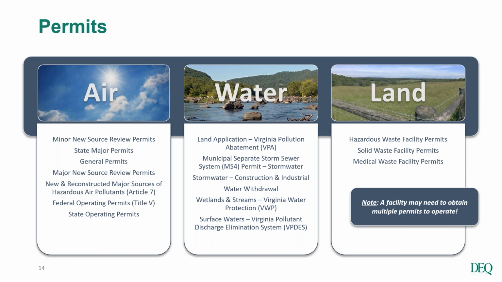Depending upon the situation or scenario, a facility may need to obtain multiple permits from DEQ in order to operate. For example, a landfill project may require a solid waste permit that allows for the construction and operation of a solid waste management facility that will dispose, treat, and store solid waste. And that same facility may also be required to have other permits that address water and air emissions.